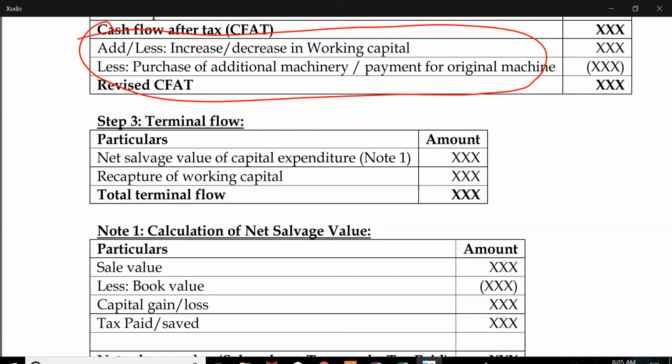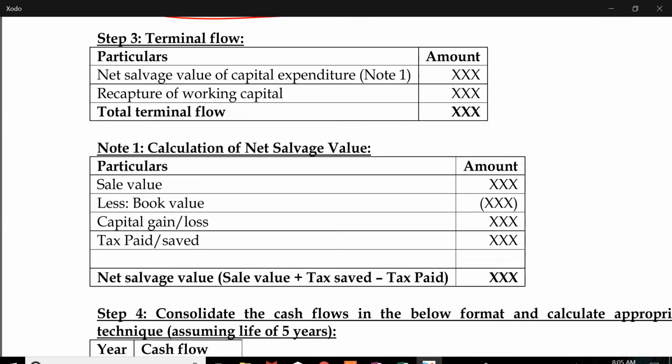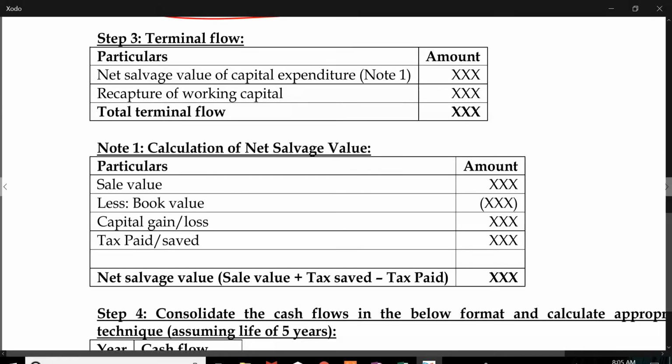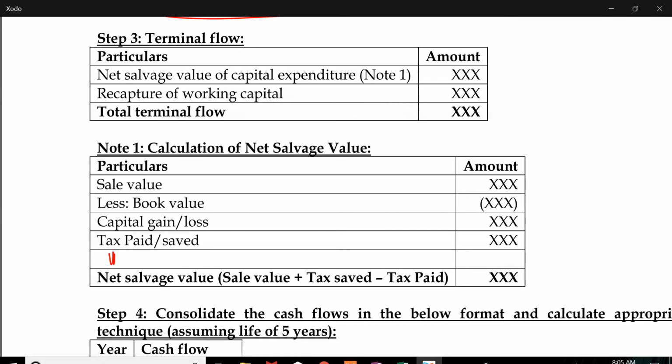Terminal flow. This is the calculation of net salvage value: sale value less book value gives gain or loss, then tax paid or tax saved, and then net salvage value. Net salvage value is sale value plus tax saved minus tax paid. Be very careful, there is a gap in between. In a hurry, people will do capital gain minus tax as net salvage value. Please be careful, the gap is given to tell you that it is sale value plus tax saved or minus tax paid. Only one item will be there: either a tax saved or a tax paid. Clear? Any doubts on this?